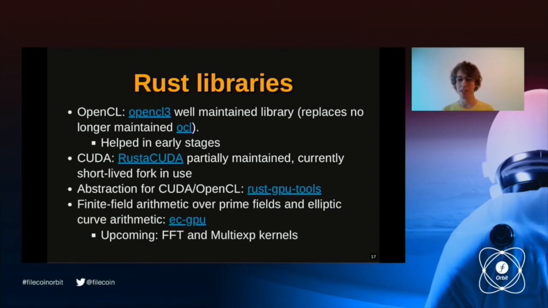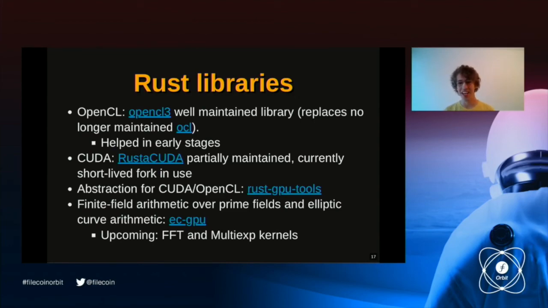And what I'm especially proud of is that CryptoComputeLab helped in the early stages of getting OpenCL3 polished, because it was still quite young. But we bet on it, and it was a good decision to spend some time on improving it and making it work for our use case and also for other people. So now it's really a general purpose library and not only for Filecoin. It can be used by anyone, and that's also its intention.